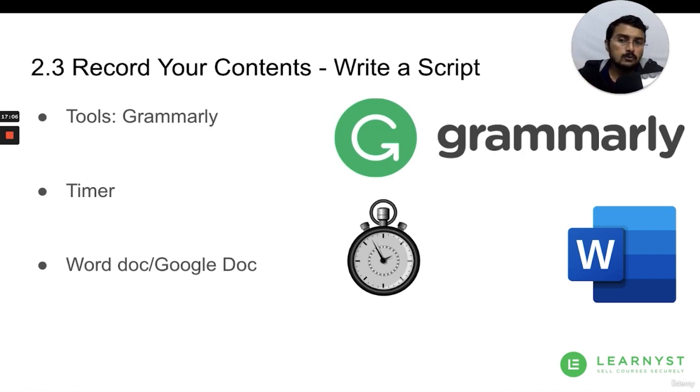So here are a few tools that I can recommend. First is Grammarly. Second is there is a timer app on the desktop. So for example, I would prefer that you don't use your mobile timer because mobile usually will distract you. So instead you can use this timer app on desktop. And third, you can use any Word or Google Doc to start writing your script. So this way you will have a concrete script for your entire course.